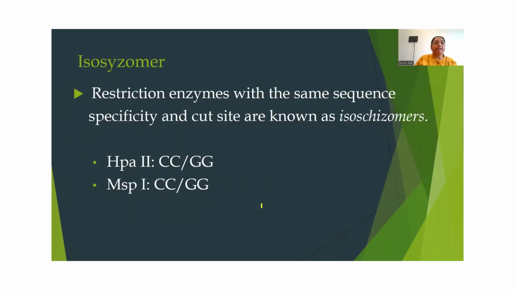Now going to the next one, it is isoschizomers. Isoschizomers are the enzymes which have the same sequence specificity and cutting site. Here is an example, HpaII. It has the sequence CCGG and it cuts in between the C and the G. Second example is MspI. Its recognition site and cleavage site are the same as HpaII. So HpaII and MspI are called isoschizomers because they recognize the same sequence and cleave at the same site.